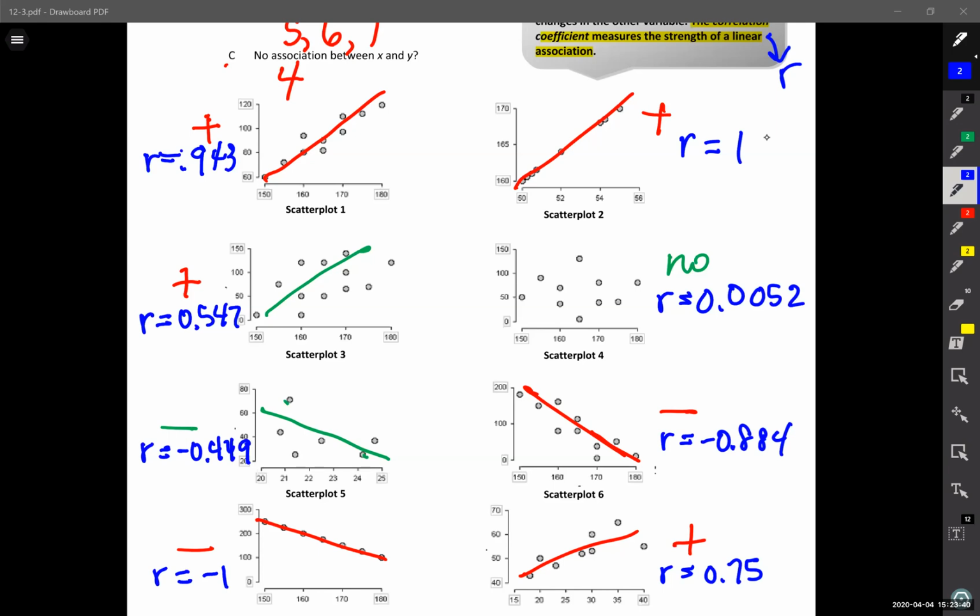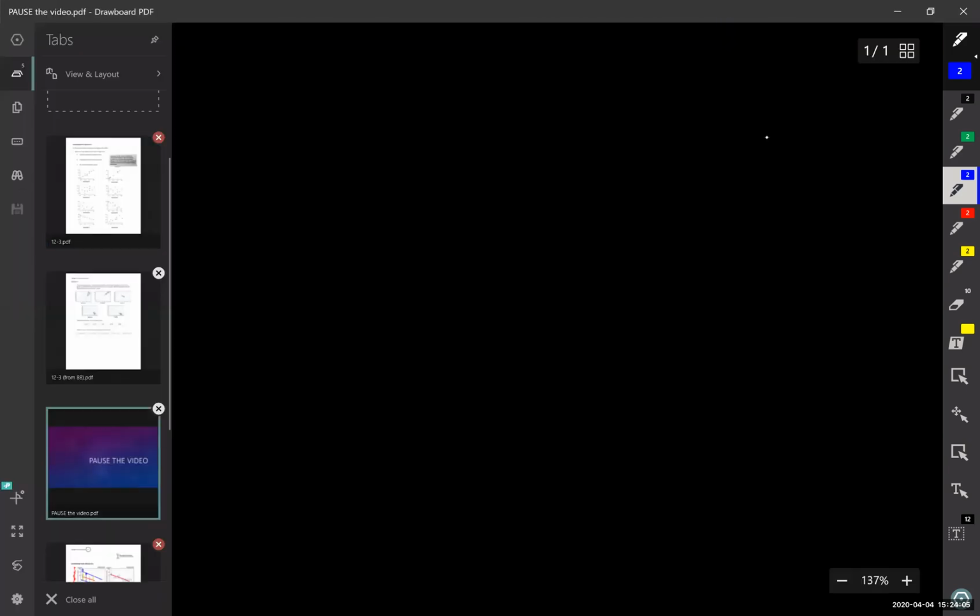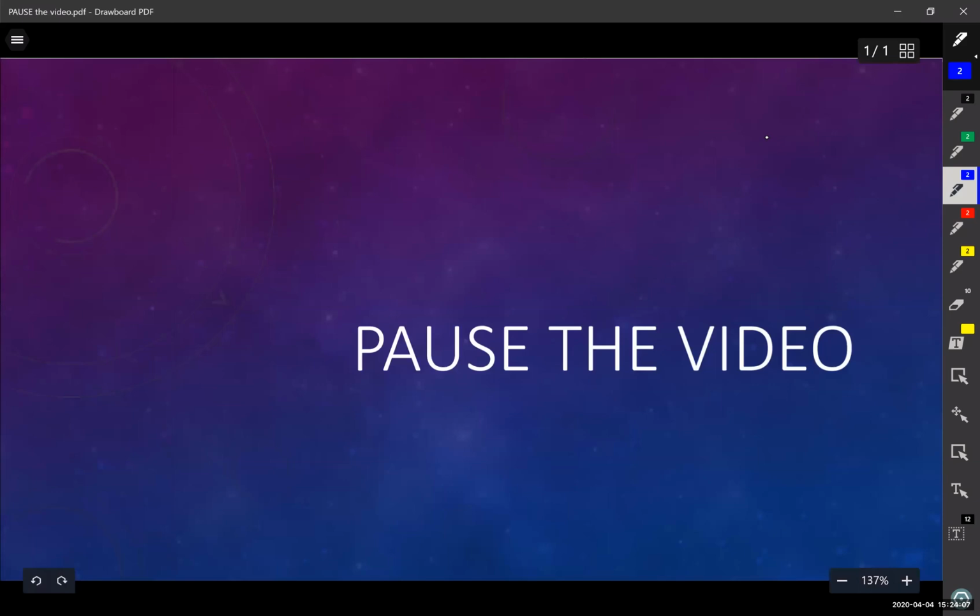So number 3 says, compare the scatter plots and R values. Look for patterns by comparing them. How does the value of R seem to be related to the patterns? So now that you have all the R's written down, I want you to look at 3 and 4 and work through those. And when you are done with 3 and 4, come on back.